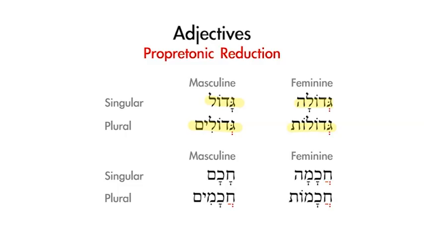Now, in our second example below, chakam, we're going to observe that we get propretonic reduction in each of the first syllables, but that because this word begins with a guttural, you can't have the regular vocal shewa, and so you get the hatef patach. This is one of the three basic characteristics of the guttural consonants that we learned way back in chapter 3. Adjectives that end in segol he constitute their own special class, but again, we've already covered this with nouns.